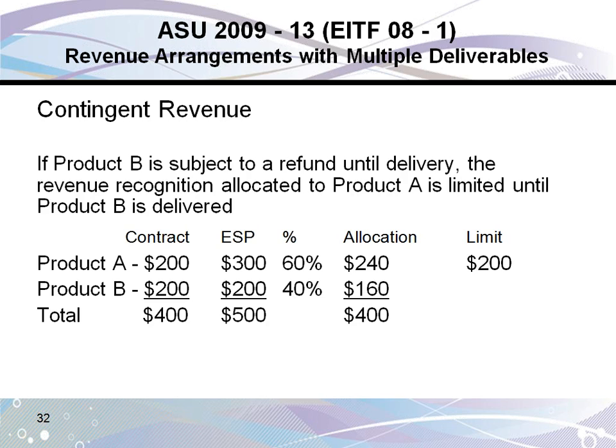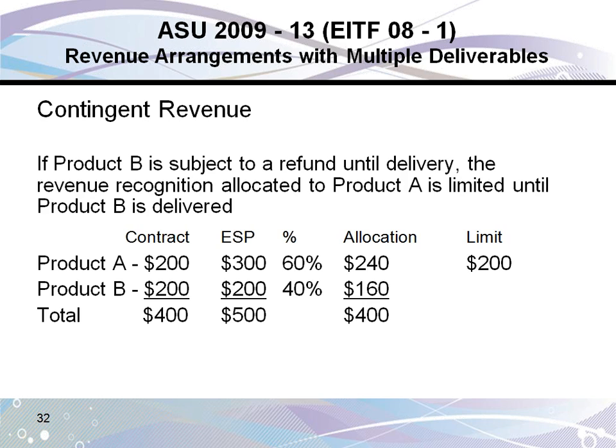But if we don't deliver product B and the customer doesn't have to pay for it, we'll have to limit our revenue recognition on product A that we have delivered to $200, because that would be the maximum that we would get. And that $40 difference between the amount we'd allocated to it and the $200 cash we were going to get for it would be that contingent revenue, which is dependent upon the delivery of product B. So anytime there's a contingency in an arrangement or an undelivered element that has an allocation that's less than its contractual price, you may find yourself in the situation where you have contingent revenue and you need to limit the revenue that you recognize on the delivered element.